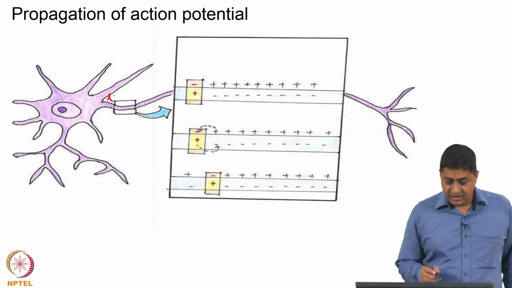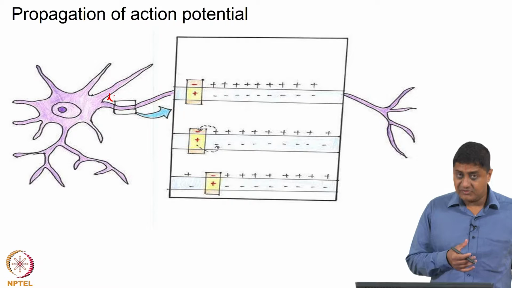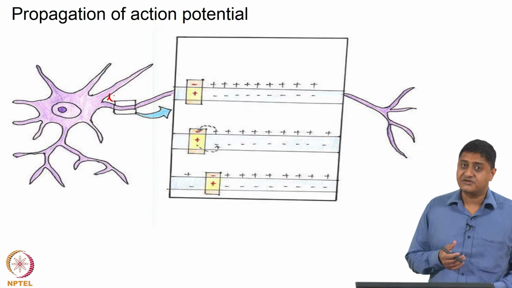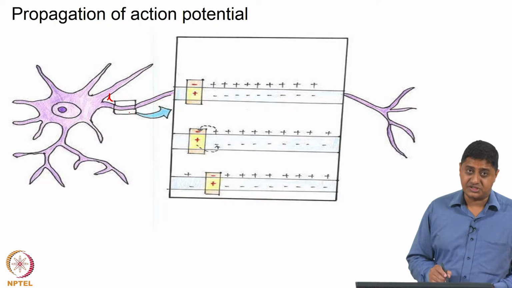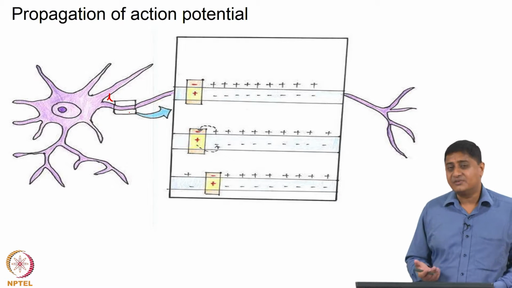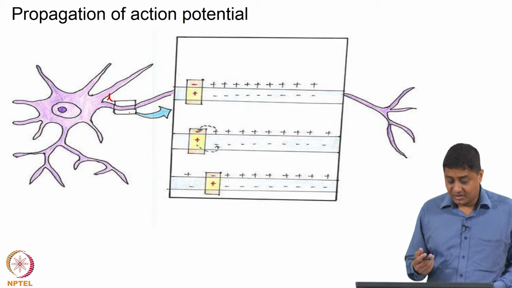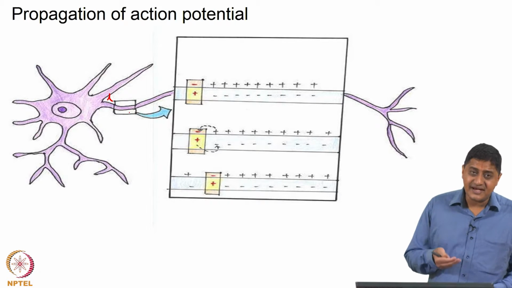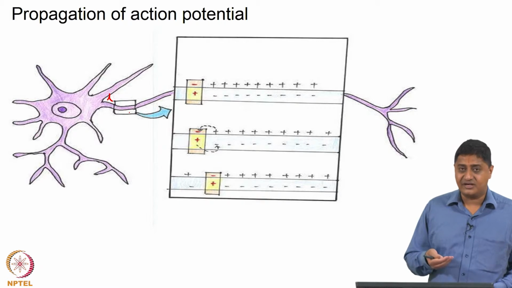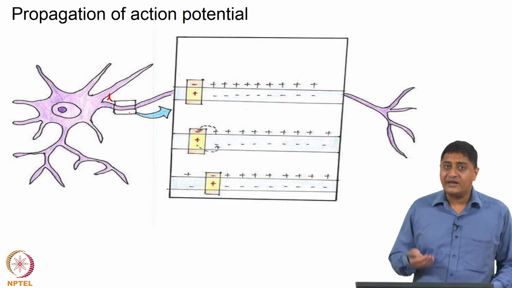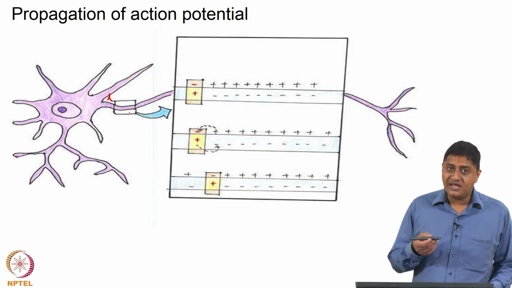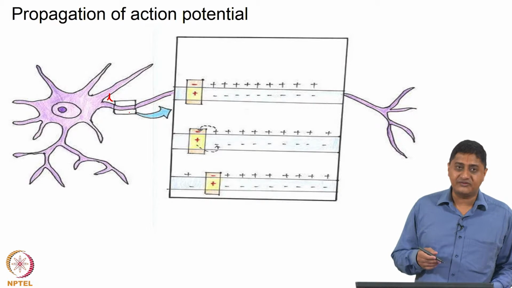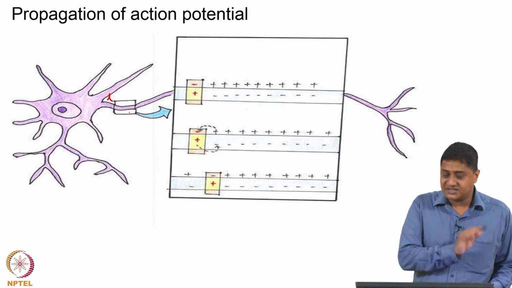Before the action potential arrived, or before it was generated, this part of the axon was at resting membrane potential. And what is the resting membrane potential? It is about minus 65 millivolts, say for example. In other words, the inside of the axon is negative when compared with the outside. Making it less negative is what is called depolarization. This we discussed in the previous class.